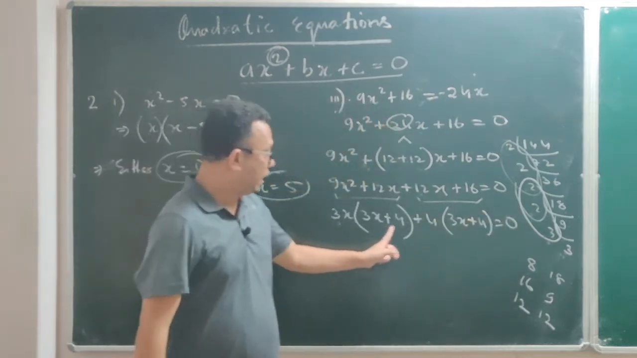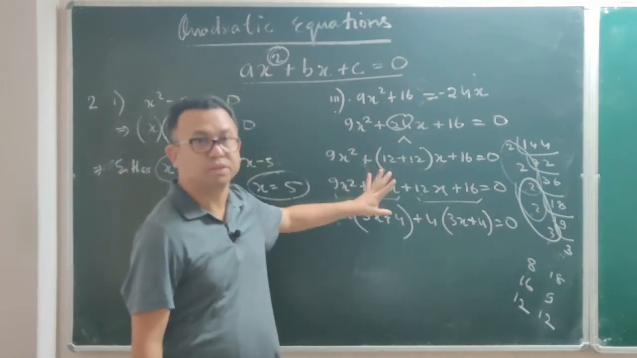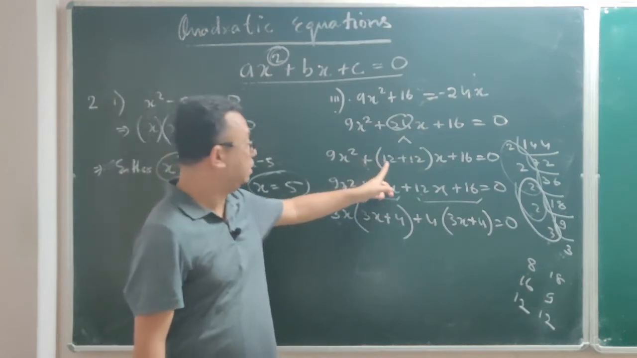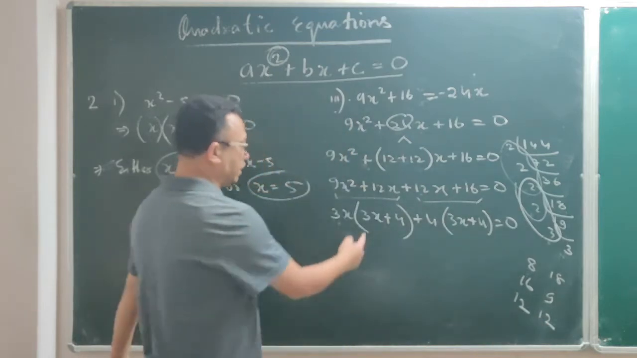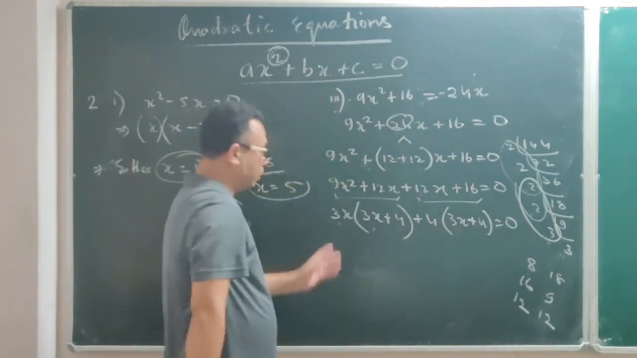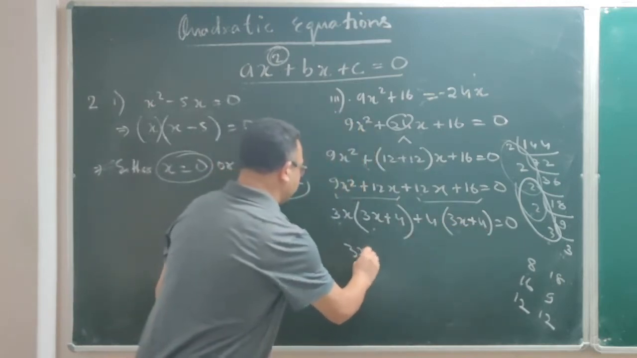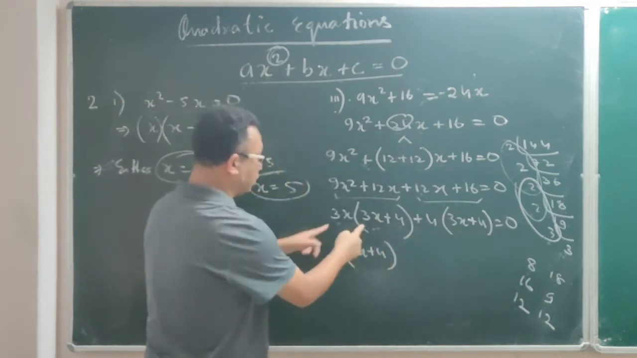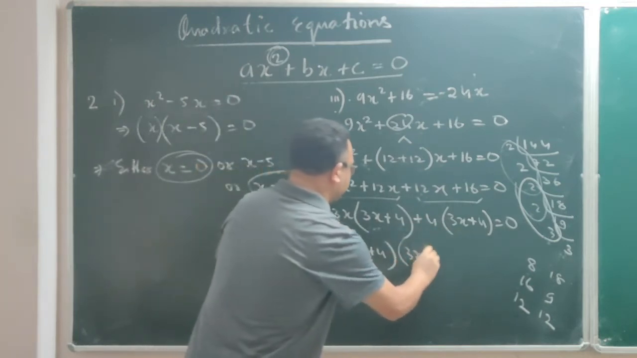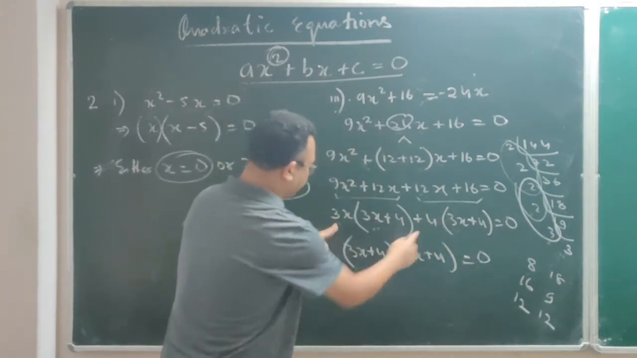Now every time these two brackets must come the same. If it is not coming the same, somewhere you have made a mistake. So maybe in these factors you have made a mistake, so check it again and correct it. But here I am getting exactly the same bracket. So again taking common between this and this, the common is 3x plus 4. From here I am taking 3x plus 4 common, then what is outside is 3x plus 4, that is equal to 0. That means what is inside the bracket and what is outside the bracket, both of them are the same.